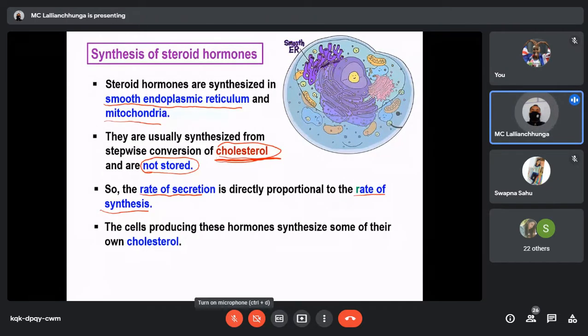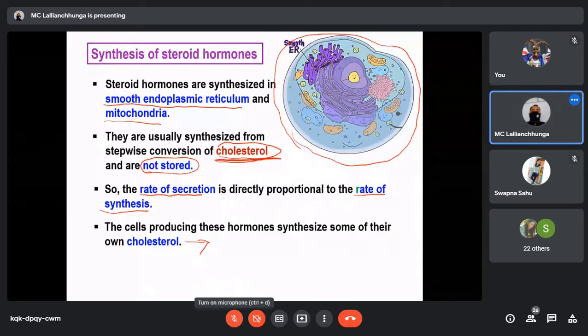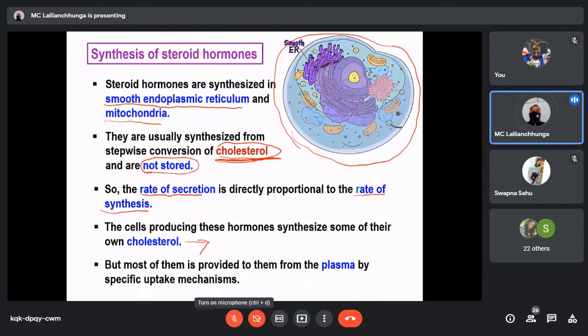The cells producing these hormones synthesize some of their own cholesterol. For example, here the cell itself may synthesize cholesterol, and from this cholesterol all those steroid hormones will be produced. But most of it is provided to them from the plasma by a specific uptake mechanism. That means this cholesterol will diffuse from the blood into the interstitium and then into the cell.